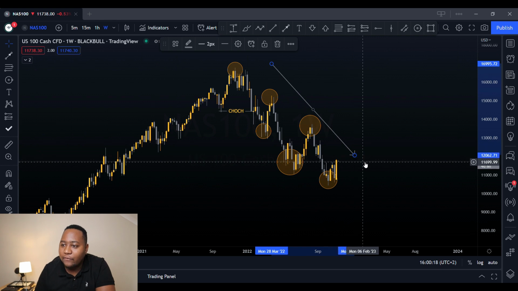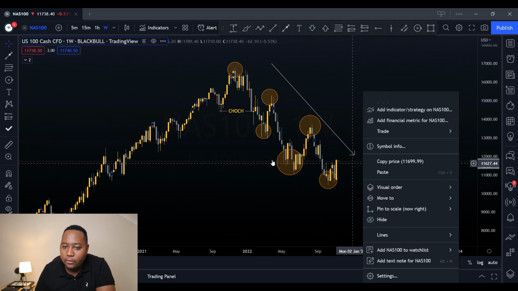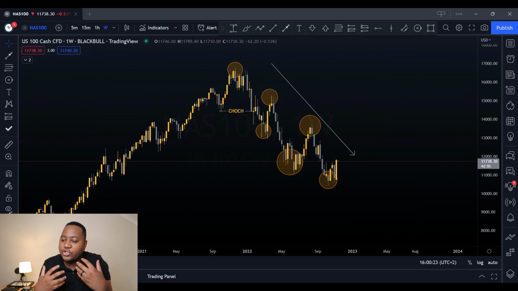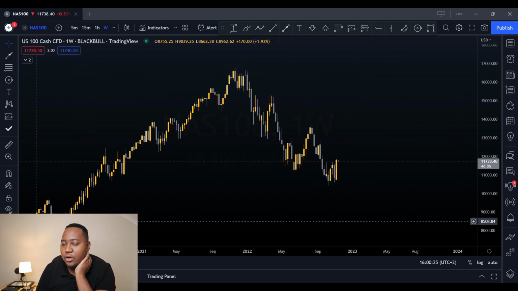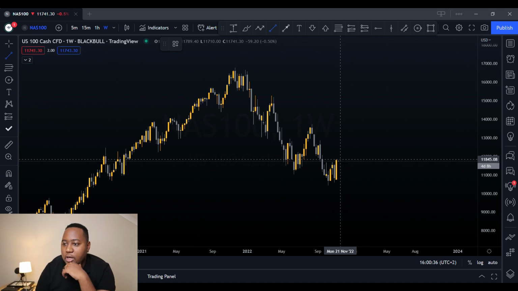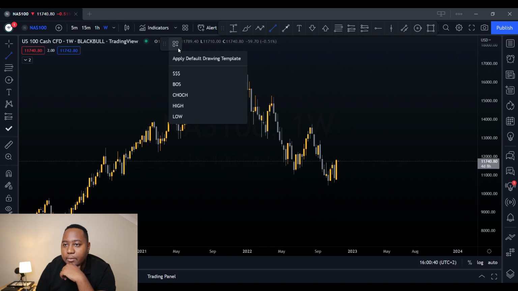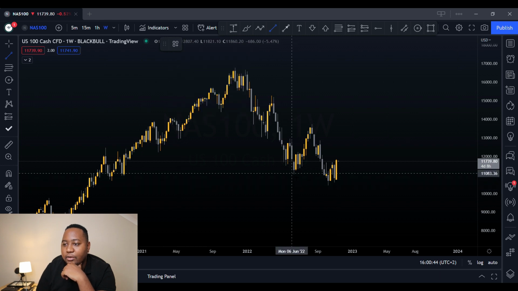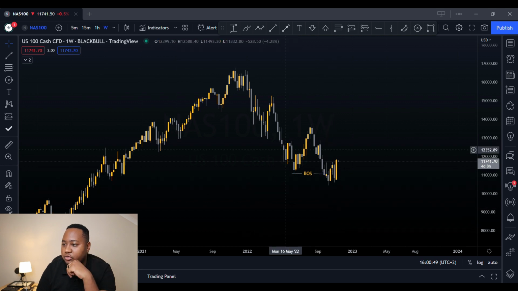Okay, now that we've established that, we wanna work towards establishing a direction for the week. And of course we can understand that within a weekly perspective, it's only one candle for the week and it opens on a new one next week. So now I want to highlight the break of structure here, as we can see. We do have the break of structure right here that validates that we're still in a downtrend.